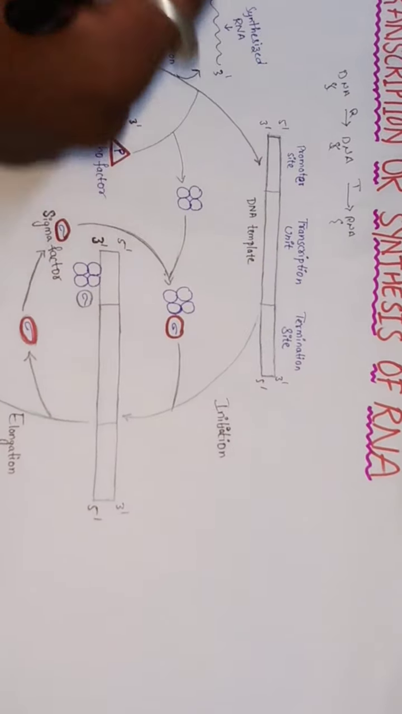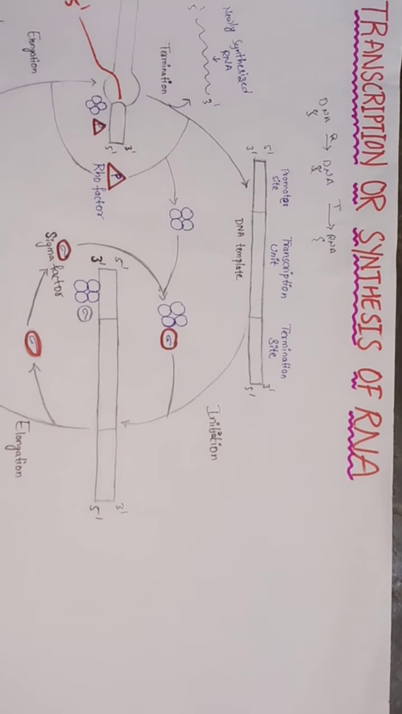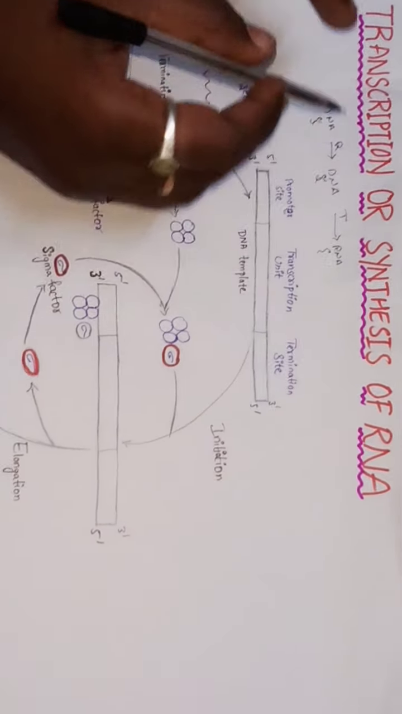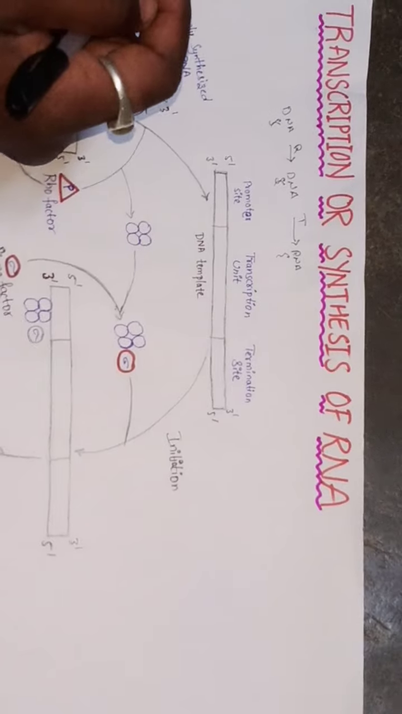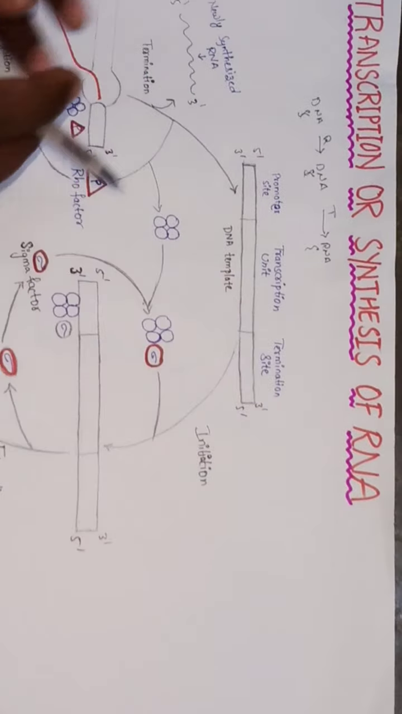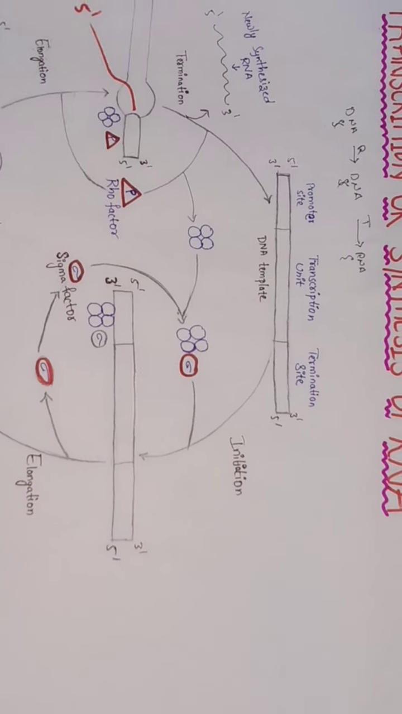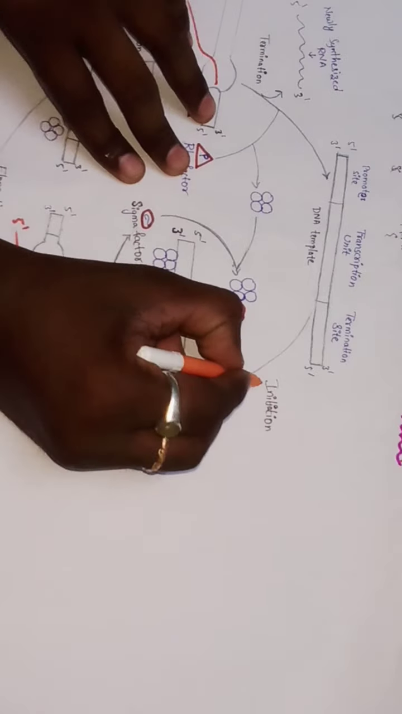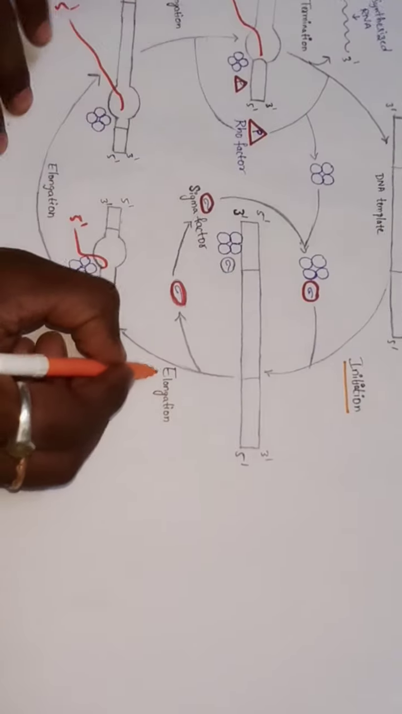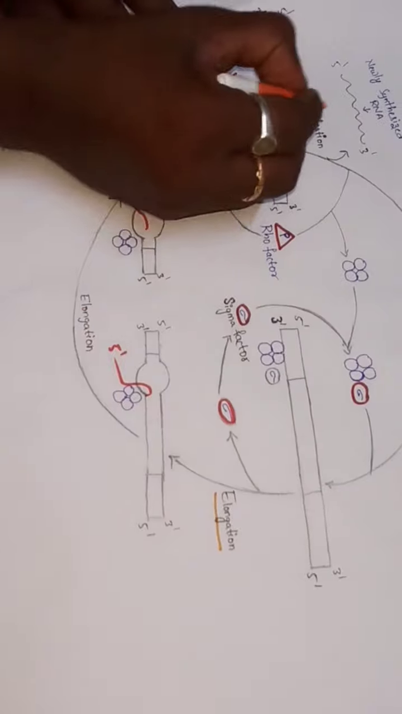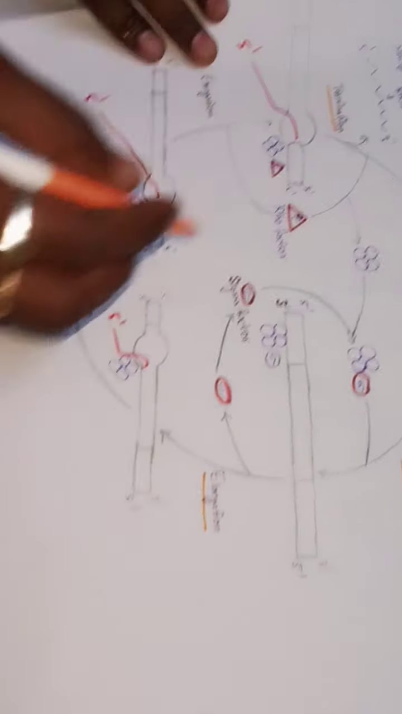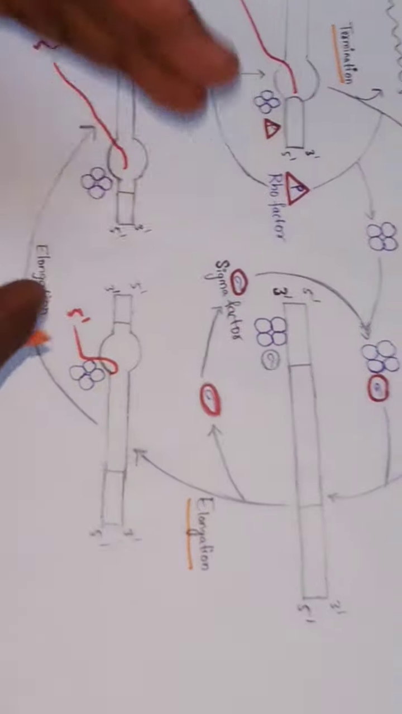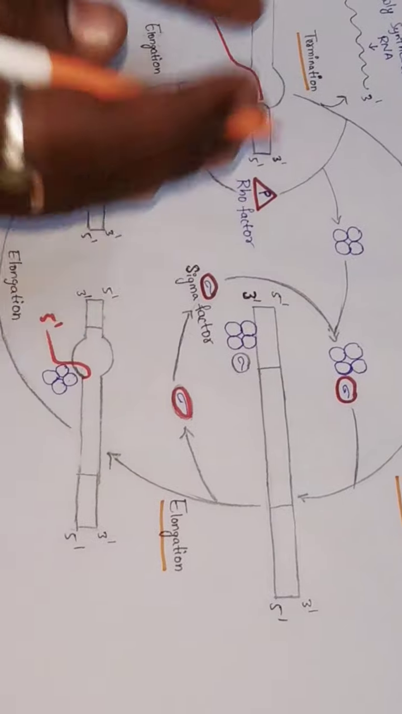So what is the process of transcription or synthesis of RNA? In the transcription or synthesis of RNA, three stages are involved. What is our first stage? First stage is the initiation, second stage is the elongation, third stage is known as the termination. These three stages are involved in the synthesis of RNA or transcription.